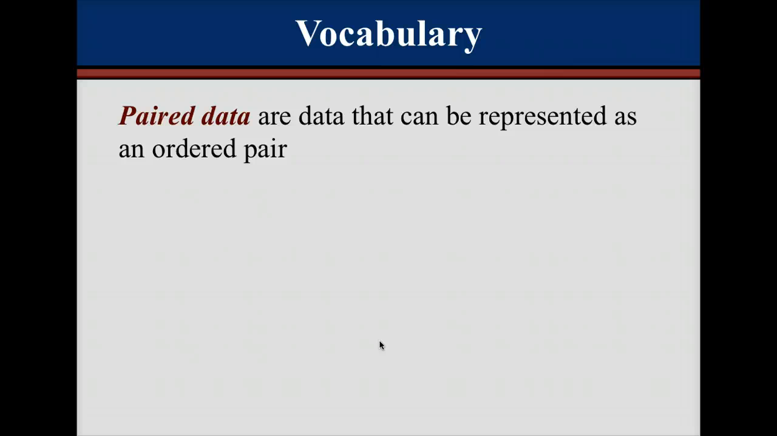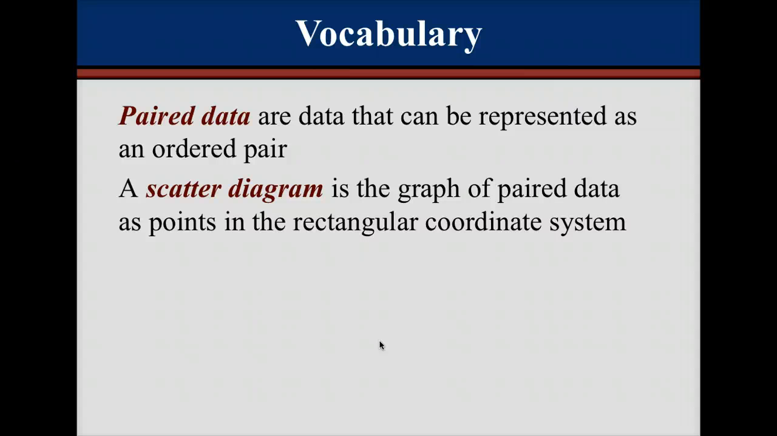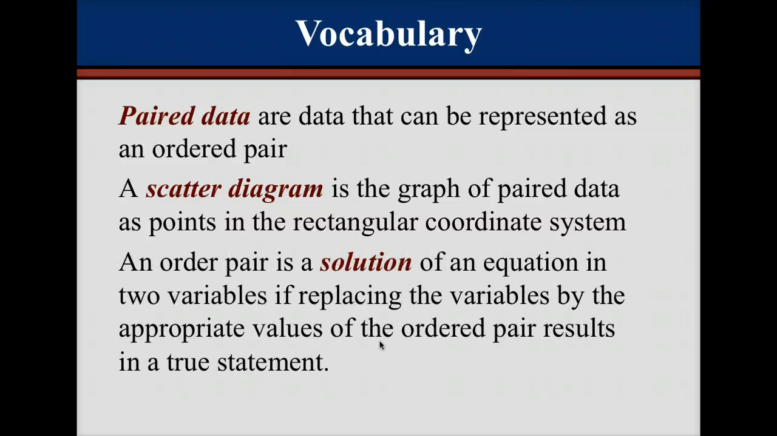There's paired data. That's data that can be represented as an ordered pair. A scatter diagram is the graph of paired data as points in the rectangular coordinate system. So they're just points that have been plotted on the Cartesian coordinate plane. They don't necessarily make a line. An ordered pair is a solution of an equation in 2 variables if replacing the variables by the appropriate values of the ordered pair results in a true statement. So if it results in a true statement, it is indeed a solution to that equation.